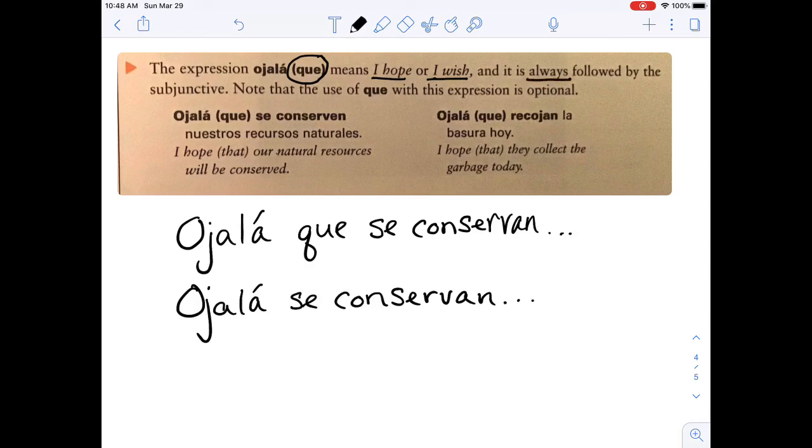Ojalá will always be used with the subjunctive, so make sure that you note that up here in the notes. And again, this is just that note telling you that the word que is optional. All right.